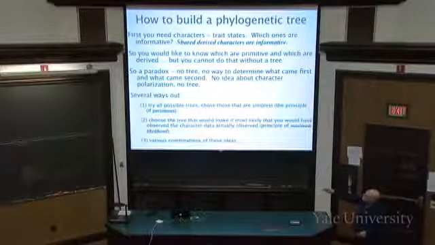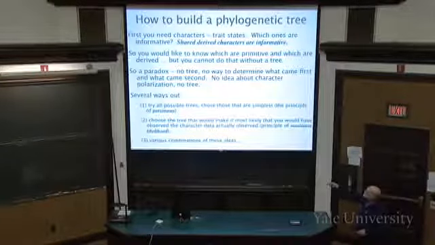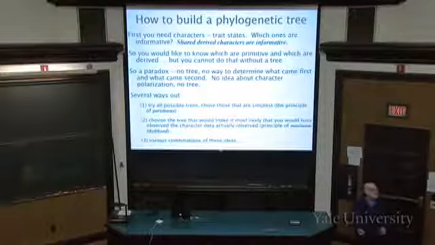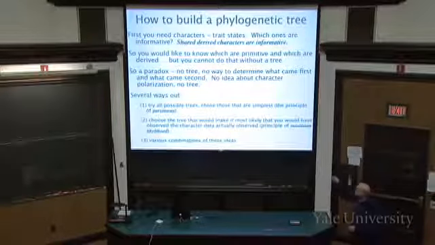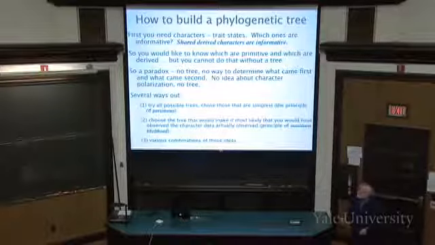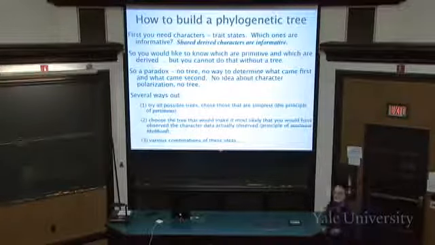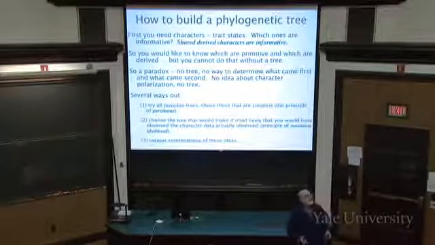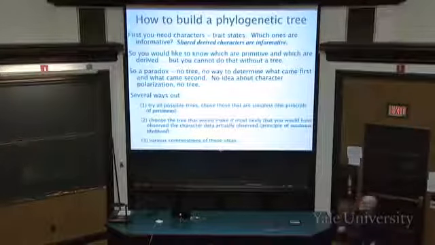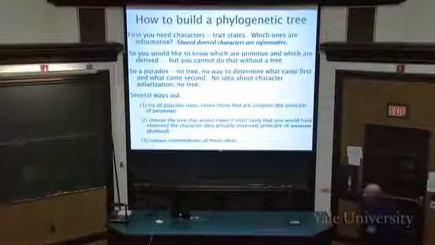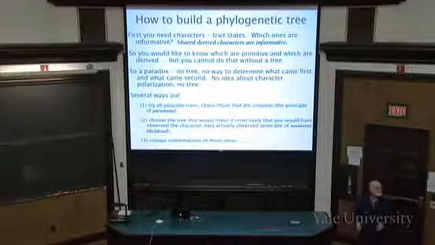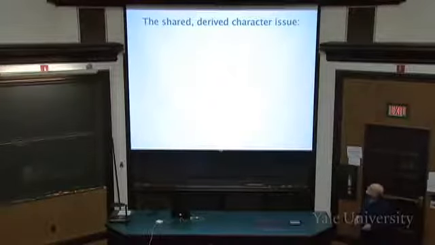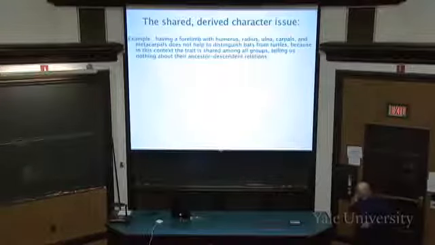Or you could choose the tree that would make it most likely that you would have observed the character data that you actually did observe. That's called the principle of maximum likelihood. And in fact, in the computer programs and in the theoretical arguments that go on in phylogenetics, these are two of the main themes, and many of the methods combine them in various ways. Okay, so a bit about shared derived characters.